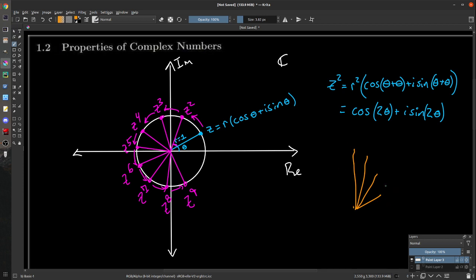Well, if we had something less than 1, we would go here and then we'd be getting shorter and shorter and shorter, spiraling in, right? So this is kind of cool.